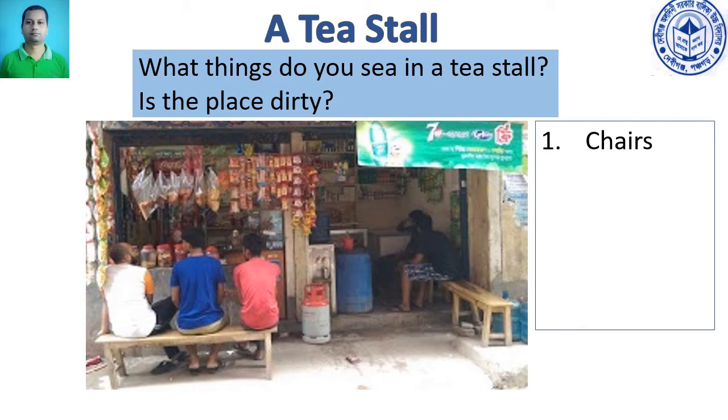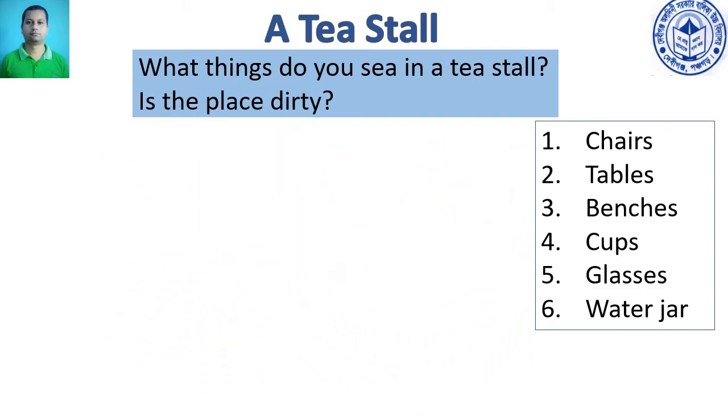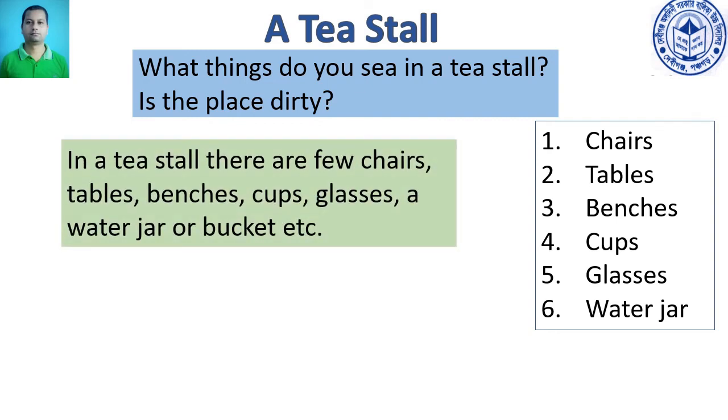We find chairs in a tea stall. We find tables. We find benches. Of course, there are cups in which tea is sold, and glasses, and a water jar where water is stored, and many other things. You can write some other things. These are just examples. So we can say in a tea stall there are a few chairs, tables, benches, cups, glasses, a water jar or bucket, etc.